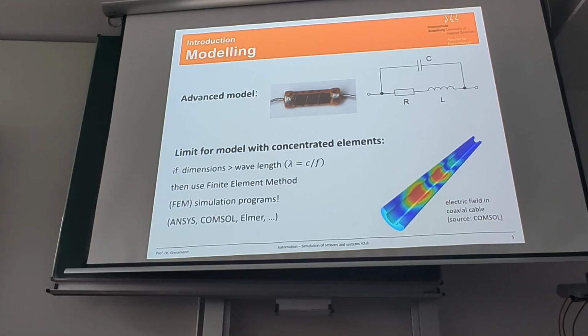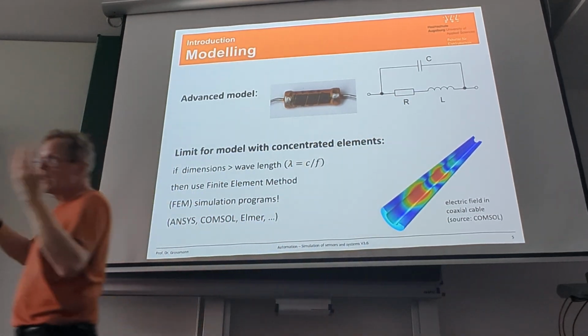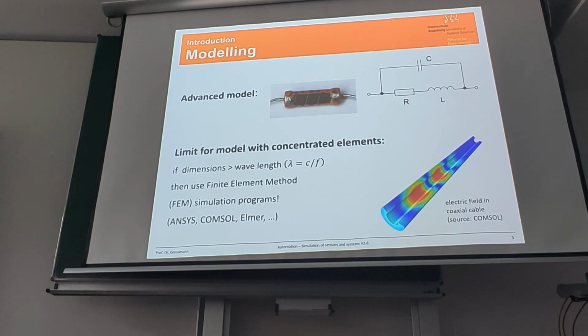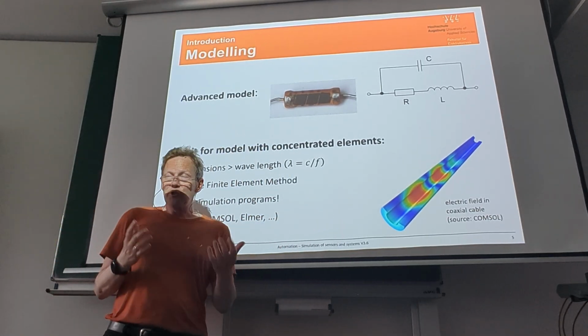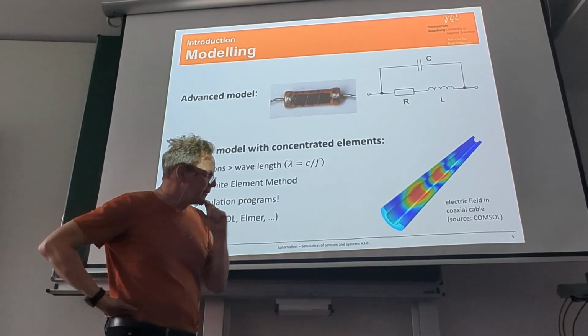Concentrated means the space does not play a role. So it doesn't matter how long the resistor is. So these are three concentrated elements, and you can nearly model the whole world as just a schematic of concentrated elements. That's true as long as we have not very fast oscillations. An oscillation means we have a wave. That means some quantity, for example, an electric field, changes with space. So here we see, for example, a distribution of electric fields in a cable.